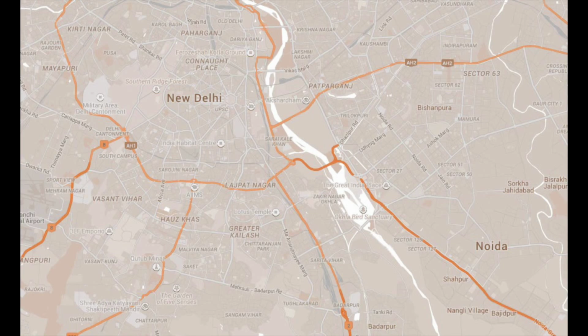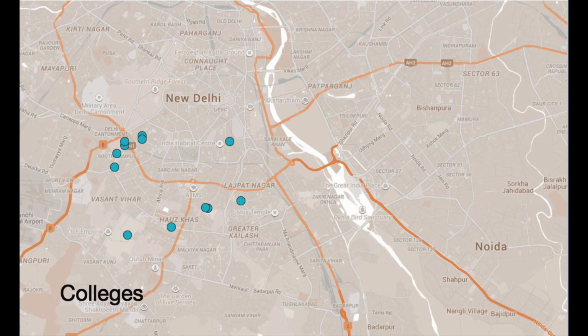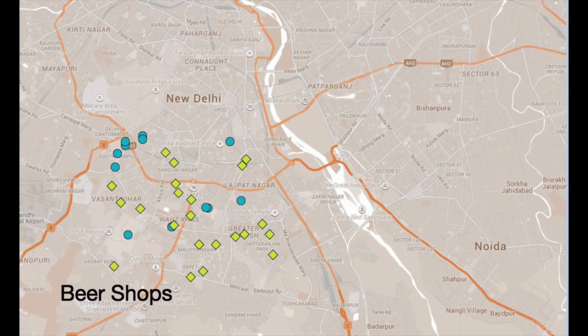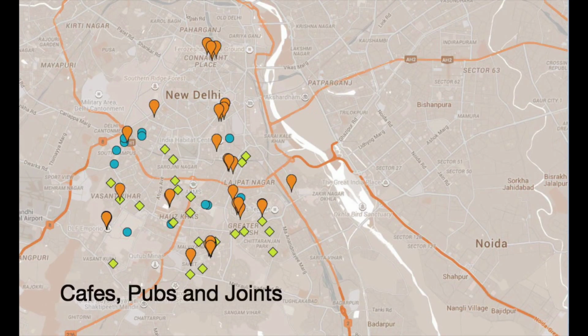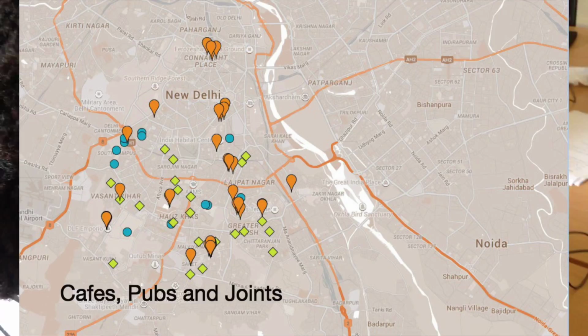I think maps is the only way we can show that these are young people who go here to study, who live here, and they are surrounded by alcohol in some form or the other. So that's not going to come through an interview. It's going to come through showing where the youngsters are and where their drinking is.